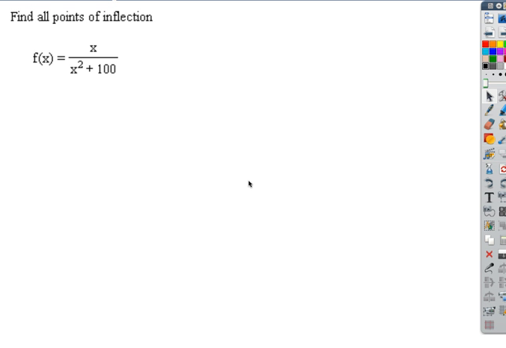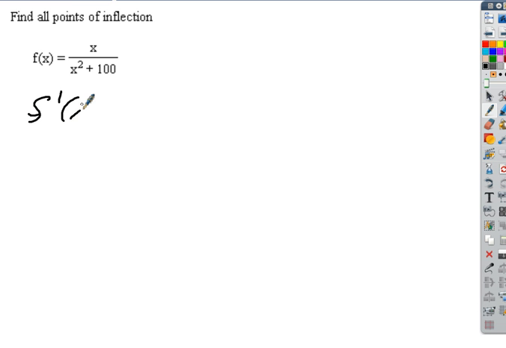Okay, find all points of inflection. All right, so this is a what derivative issue if we're talking about points of inflection? Second derivative, good. Points of inflection would only occur when what happens to the second derivative? It changes sign, from positive to negative or vice versa. Meaning it's changing from concave up to concave down or vice versa. That's what a point of inflection is. So we need to find the second derivative.